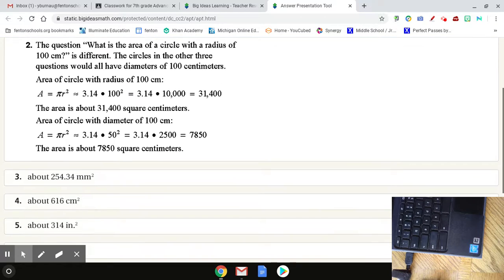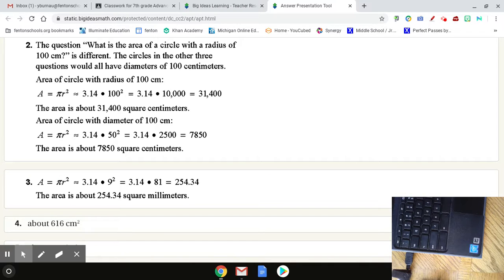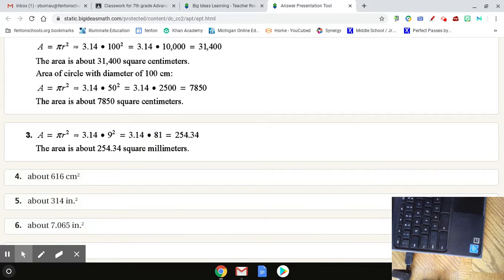Okay, number three, finding the area of that circle with 9 millimeters as the radius. And if you are using the pi button on your calculator, or you're using 3.14, or you're using 22/7, you all will get slightly different answers. So when it says the area is about 254.34 square millimeters, that's what that means, right? There's always different approximations that people might be using. Even when you use 3.1415, you're going to get a little bit different number. So if it's very close to that number, we're going to call it good, okay?